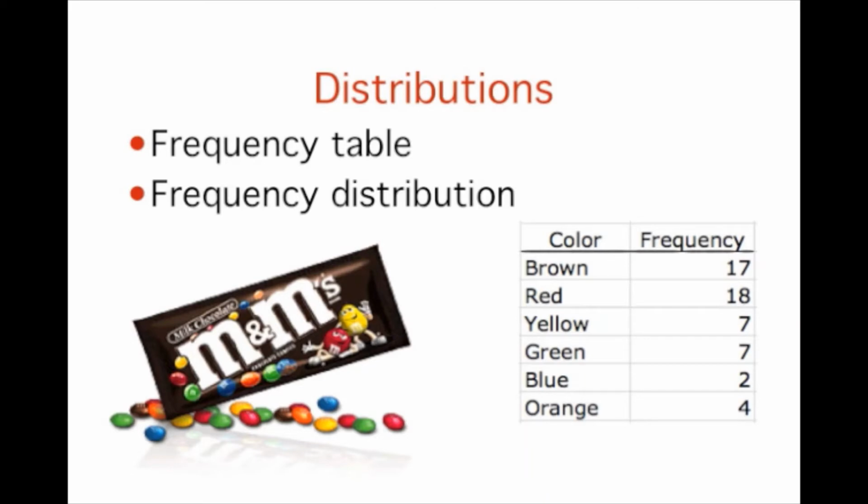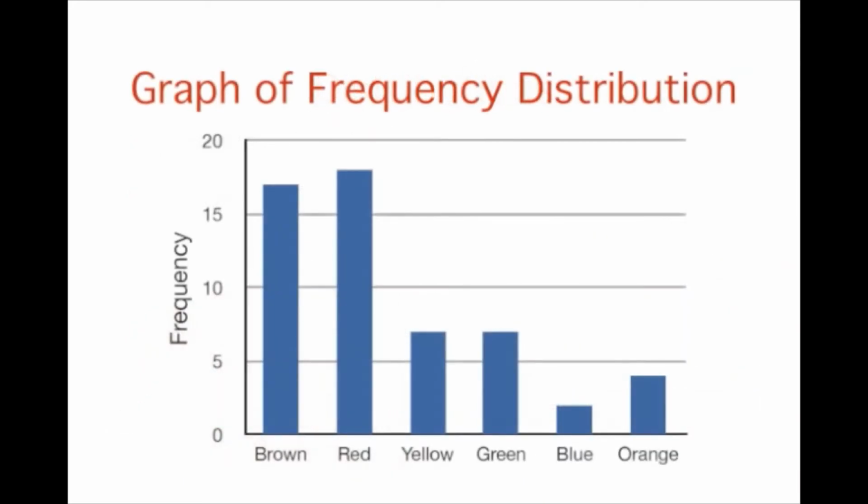This table is called a frequency table, and it describes the distribution of M&M color frequencies. Not surprisingly, this distribution of frequencies is called a frequency distribution. Often, a frequency distribution is shown graphically, as in this figure.